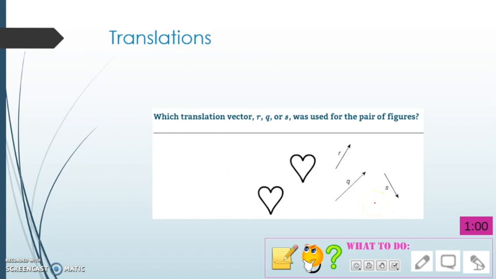So we can eliminate S because we can see that arrow doesn't go down like that from either one of the hearts. So then we're left with R and Q. Q is going to be the one that gives us the most accurate angle. R is pointed a little too sharply. So Q is our correct answer.